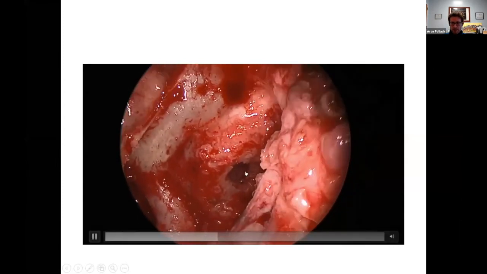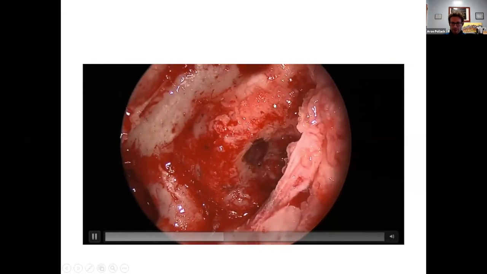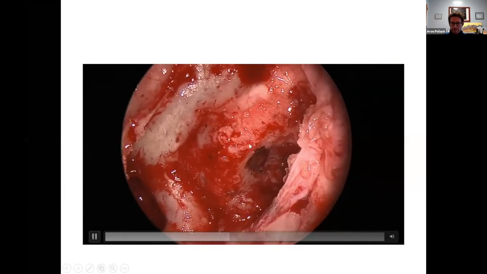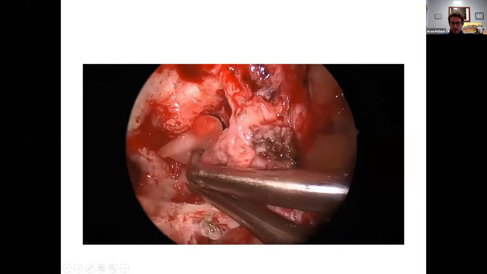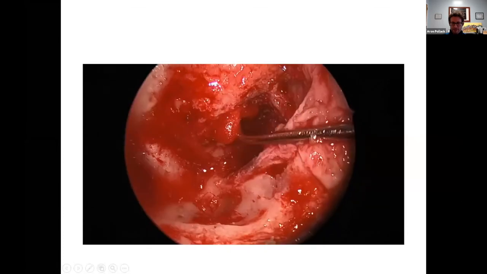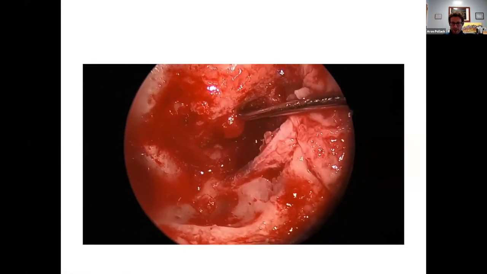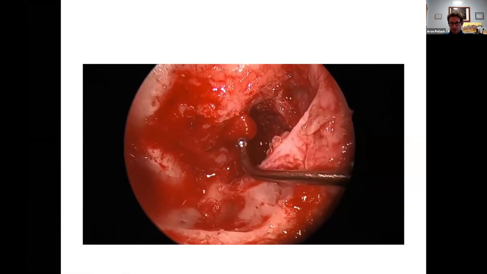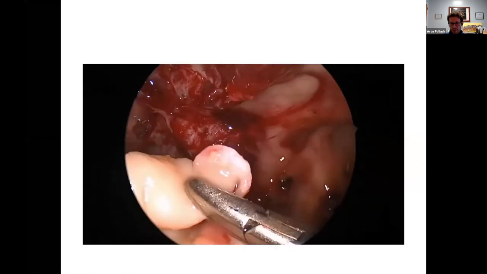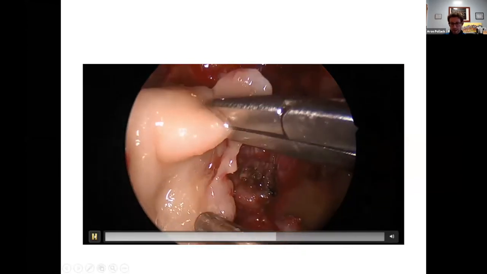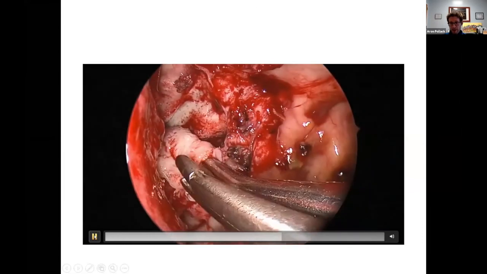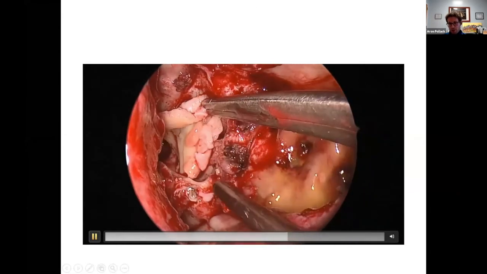Now we're looking with an angled scope, and you can see V2, Vidian, defect. So we're going to tuck in, again, a piece of Duragen, and we'll tuck it in as it's really a crude inlay. And this is not a vascularized flap, because again, we said the flap is not an option here. This is actually just a mucosal graft.